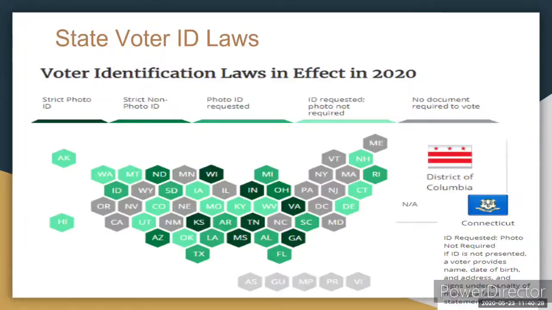Regarding my home state, Connecticut, even though we're not the least strict like Maine or Massachusetts or Vermont, where they don't require any kind of documentation at all, Connecticut doesn't require photo ID. It requests it. So if you don't have it, you just have to provide your name, date of birth, and address, and sign a document under penalty of making a false statement. So that's the one document that's required. You have to sign that document saying that the information you've given is true.